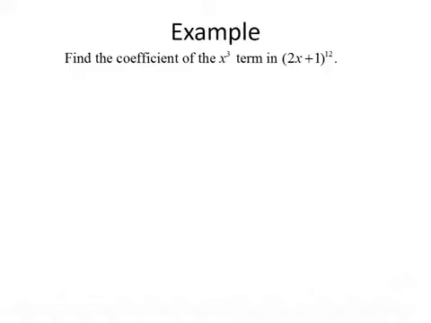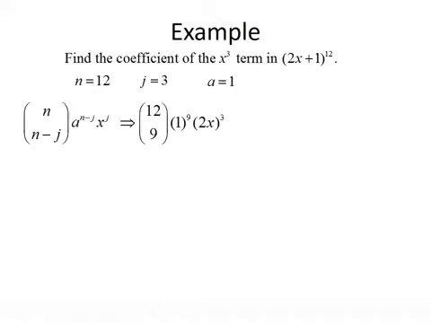For our final example, we want to find the x cubed term in the expansion 2x plus 1 to the 12th. So this time, our n is equal to 12, our j is equal to 3, our a is equal to 1, and our first term is going to be 2x instead of just x. Again, we'll use the formula n choose n minus j times a to the n minus j times x to the j power, which will give us 12 choose 9 times 1 to the 9th times 2x quantity cubed.